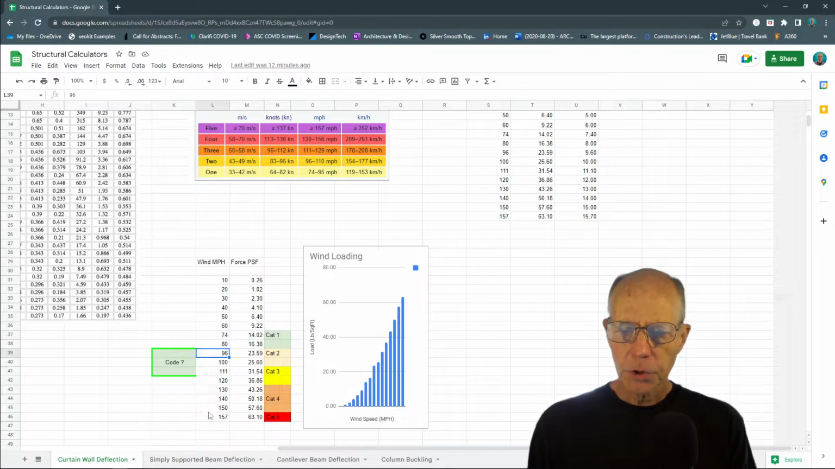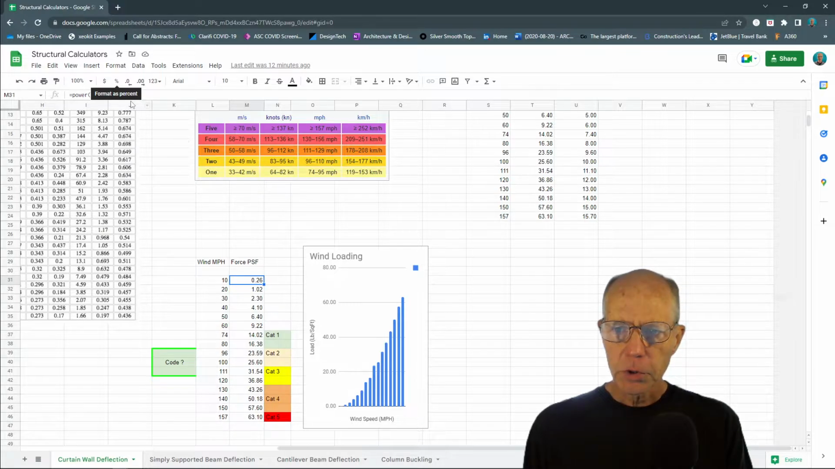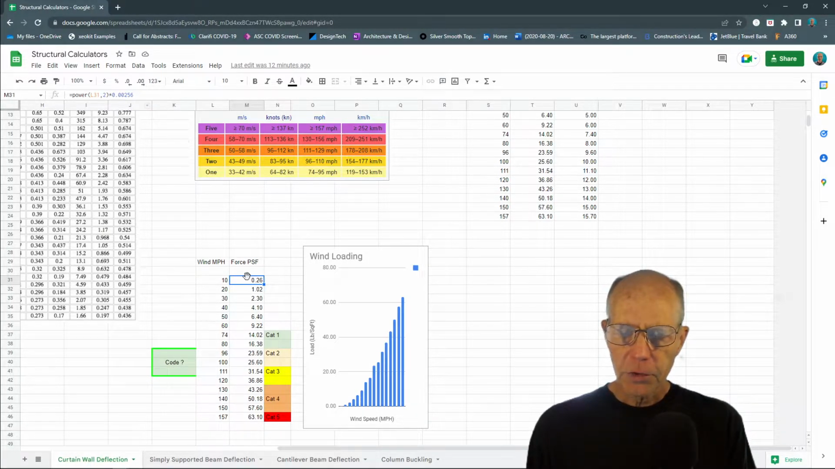So I made a chart of numbers, a list of numbers. And then along here, I created a formula. So that is that power, that velocity squared, so it's a power function. So I take the number that I've generated in this column and multiply it by the coefficient. So it is that coefficient from the chart I showed you, 0.00256, and that gives us 0.26 pounds per square foot.